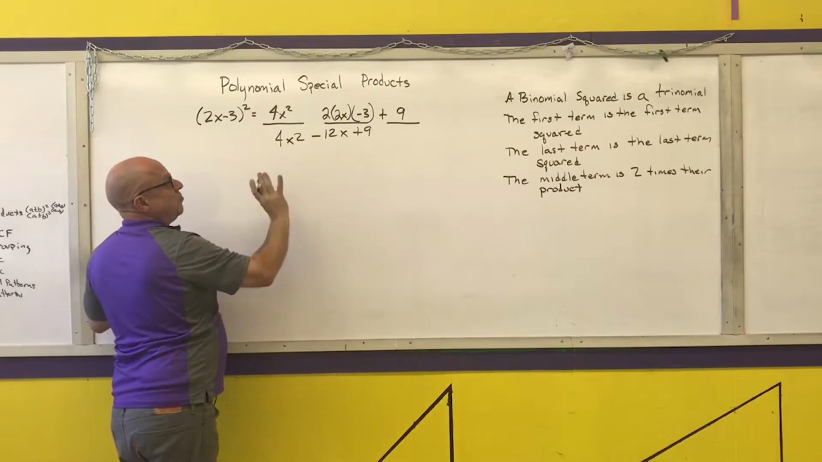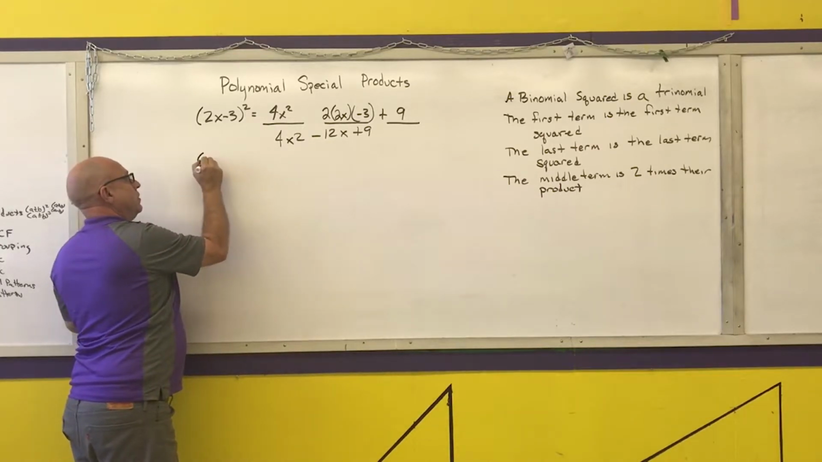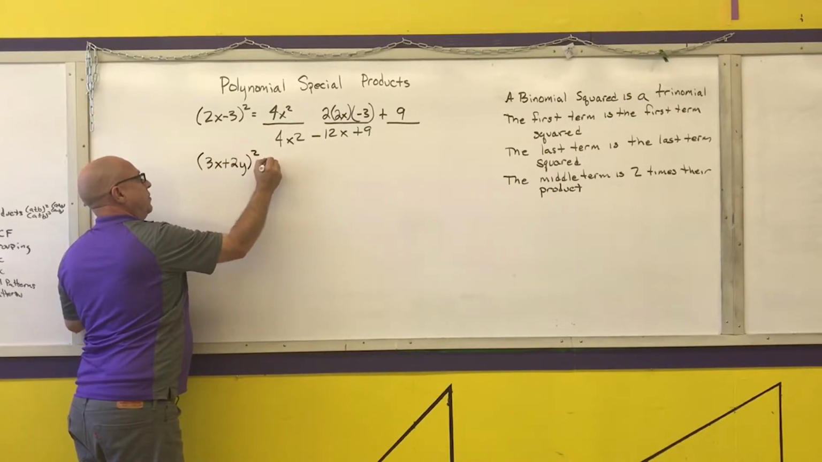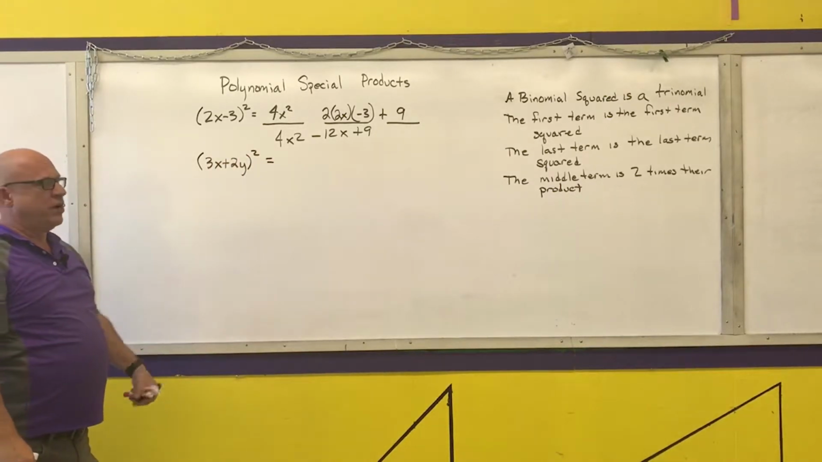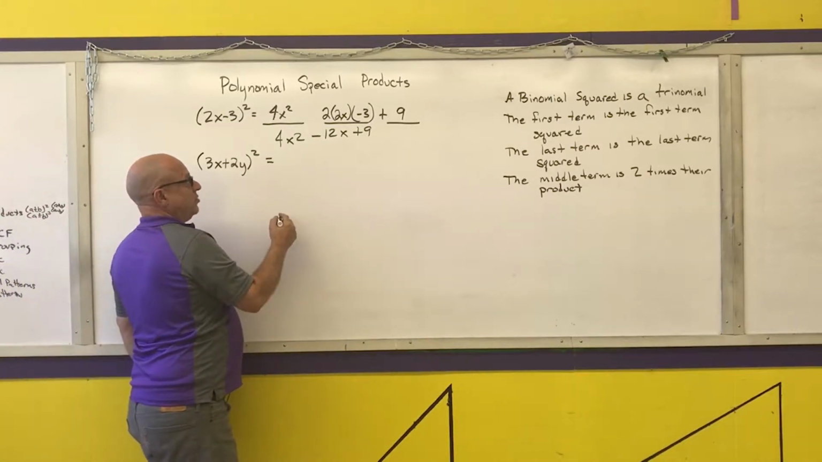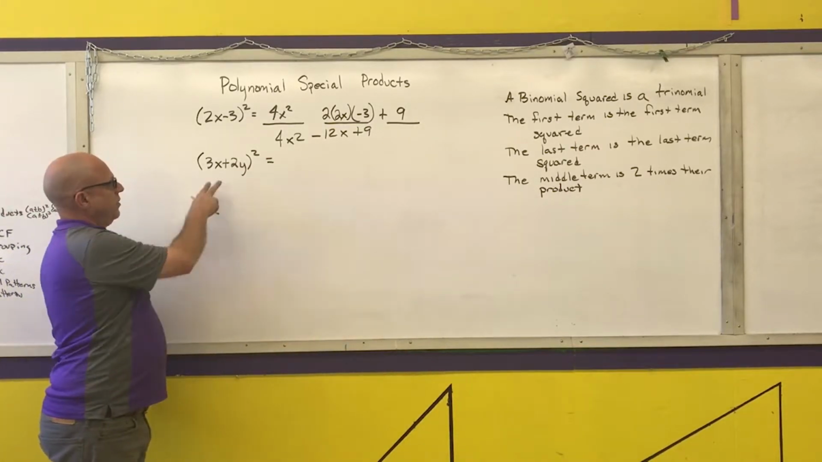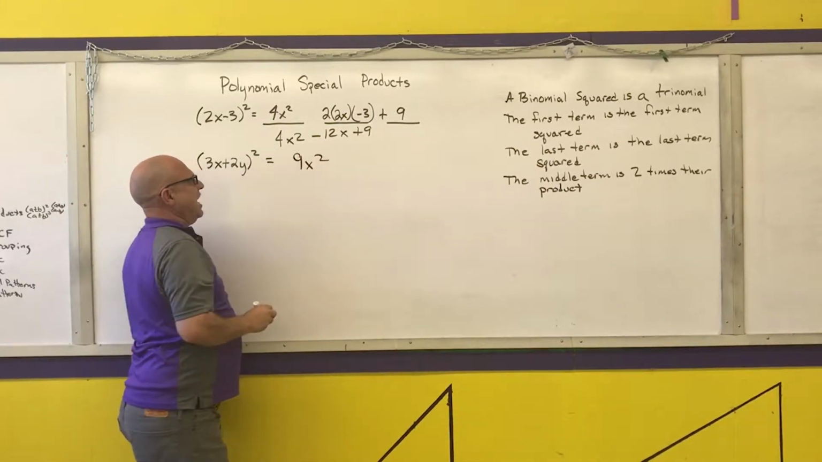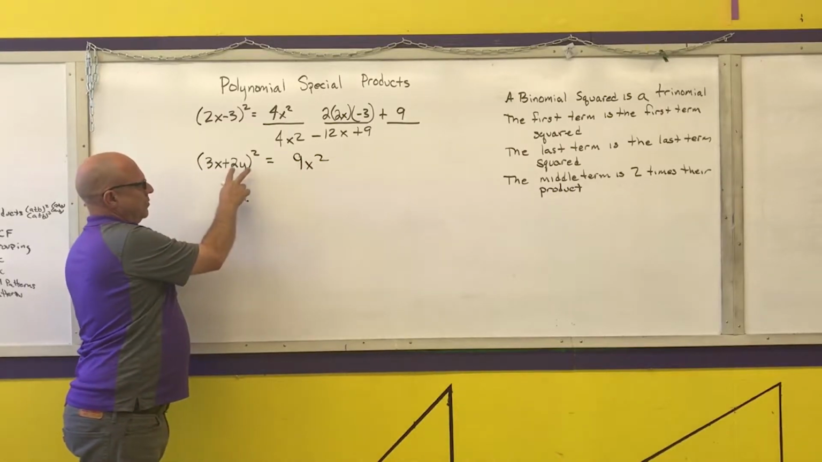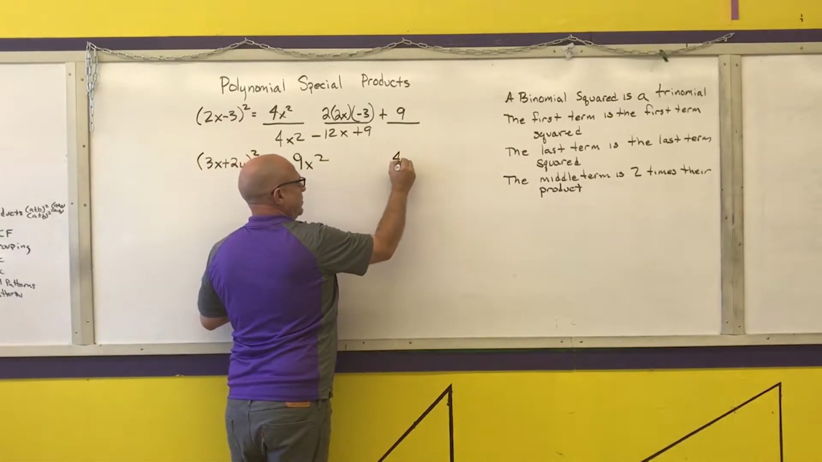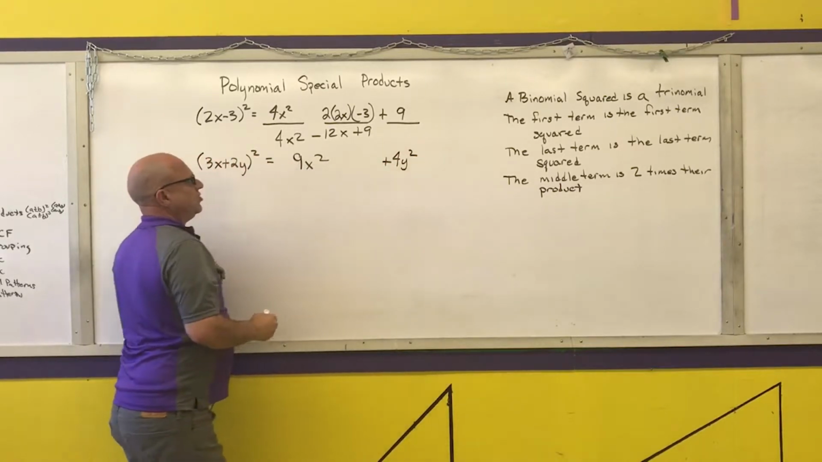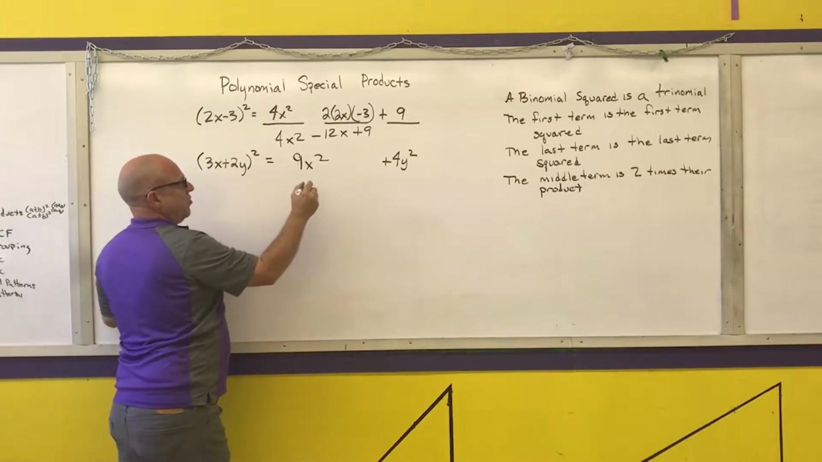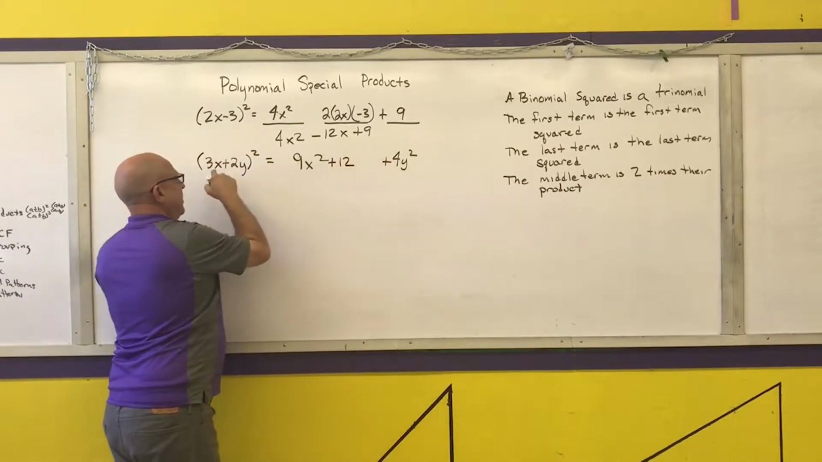Okay? You may end up with more than one variable. So, for example, 3x plus 2y squared. A binomial squared is a trinomial. The first term is the first term squared. 3x times 3x is 9x squared. The last term is the last term squared. 2y times 2y is 4y squared. And the middle term is 2 times the product. 3 times 2 is 6, times 2 is 12, and then x times y.